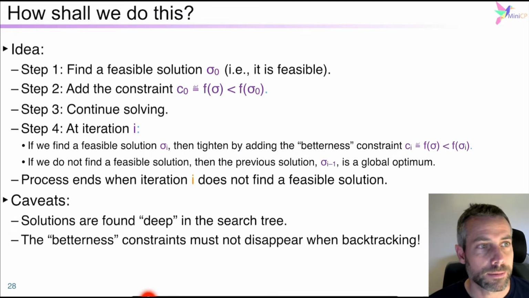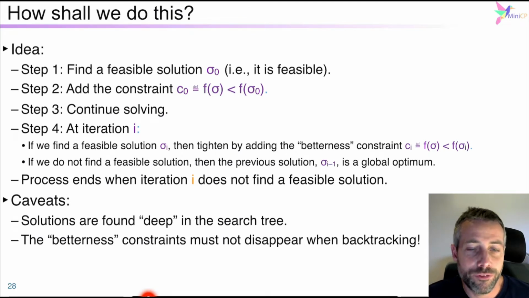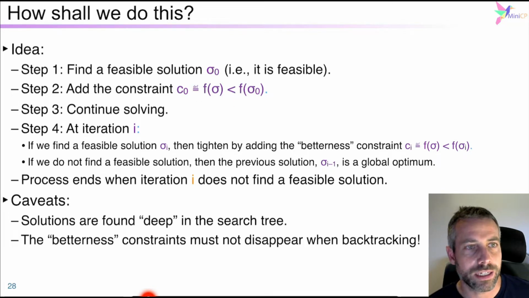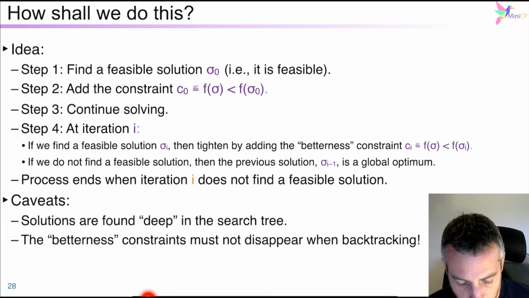How shall we do that? Well, first we will find a first feasible solution. Once we have found a feasible solution, we will say that the next solution that we want to discover is at least as good as the one before. Actually, not at least as good, but strictly better. We want the next solution that we find to improve on the previous one. And we will continue the solving like that.